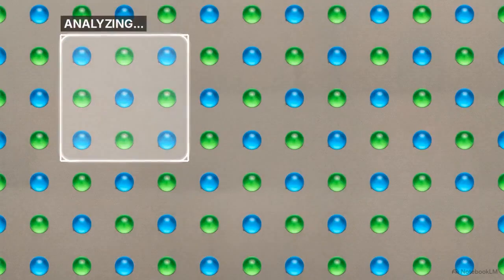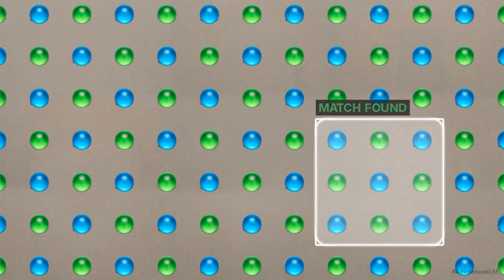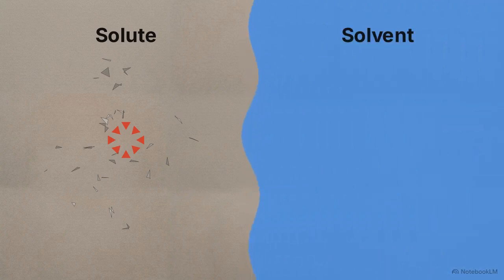A true solution is defined by its uniformity. It is a single phase of matter where every component is distributed evenly down to the scale of individual molecules. Every drop or sliver is identical to the rest. Every true solution requires exactly two roles. First, you have the solute, the substance that gets broken down and dissolved. Second, you have the solvent, the substance that does the dissolving. Usually, the solvent is whatever you have the most of.